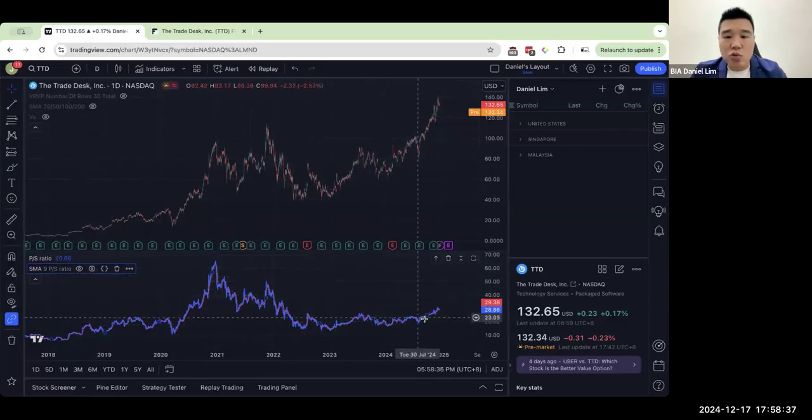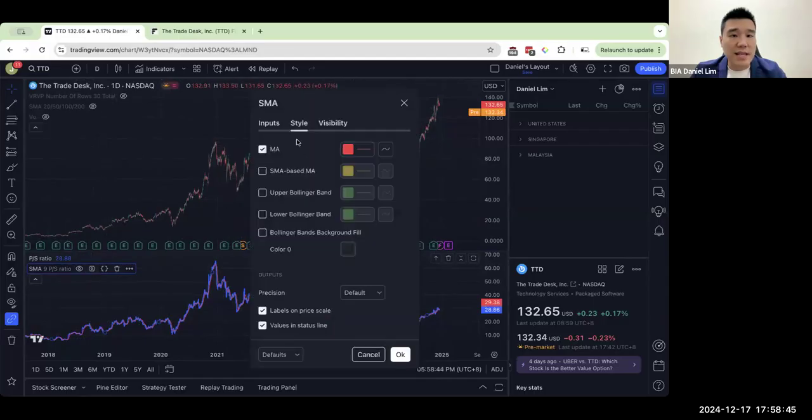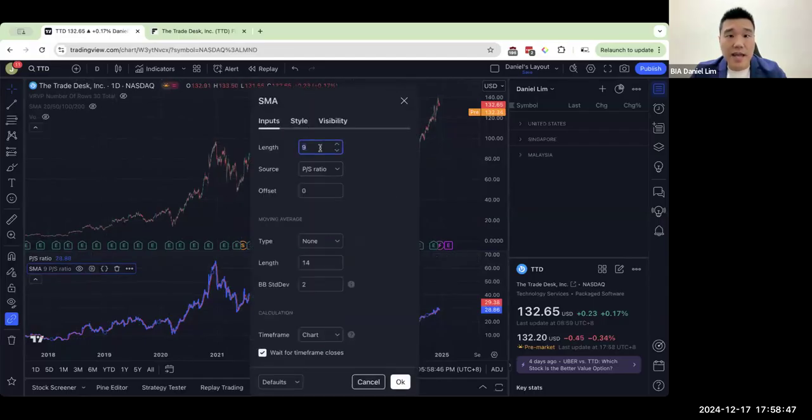Okay, but this is too near already. 9 days only. 9 days is too near. You cannot see the real average of the company. All you need to do is go to settings, inputs. Generally, you find the days.